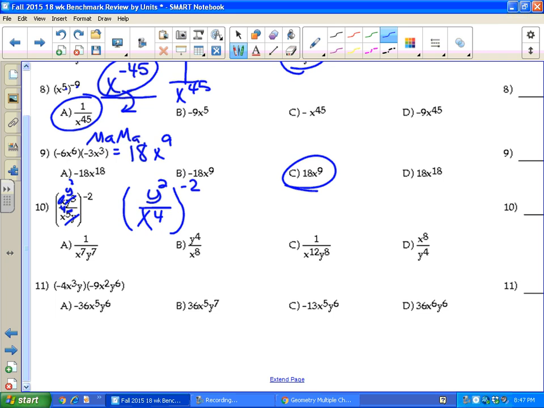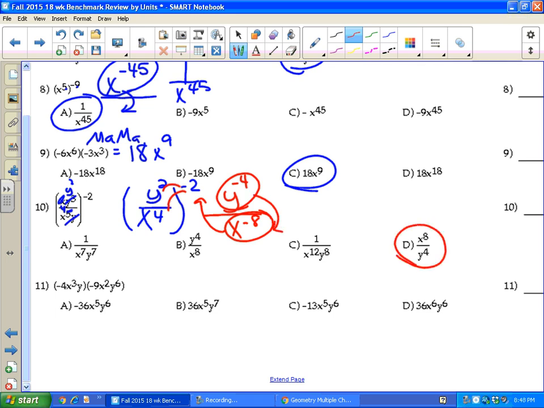Now you could do a couple of rules in different order here. I'm going to go ahead and take everything inside the parentheses to the outside exponent. You multiply across the parentheses. Y to the negative 4, x to the negative 8th. Every negative exponent goes to the opposite side: the one that's on the bottom goes up, and the one that's negative on top comes to the bottom. When I do that, I get x to the 8th over y to the 4th.